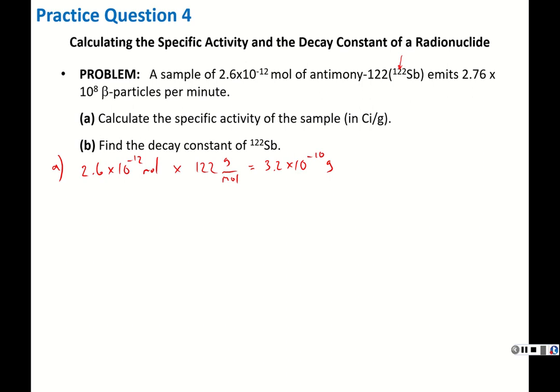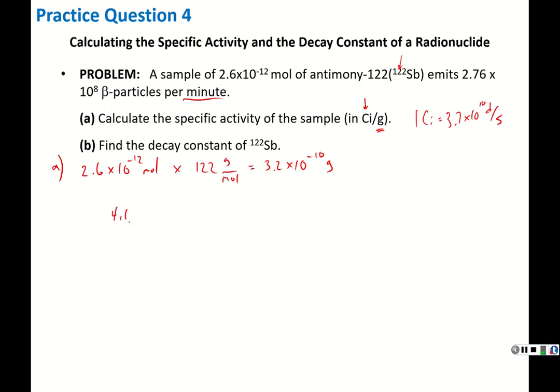Okay, so that's part of it, right? We're looking for grams and part of it. The next part is that we're trying to convert into Curies. And we're given disintegrations per minute. Our conversion factor for Curies, if you remember, is 1 Curie is 3.7 times 10 to the 10th disintegrations per second. So we're going to have to convert the disintegrations per minute that were given into disintegrations per second.